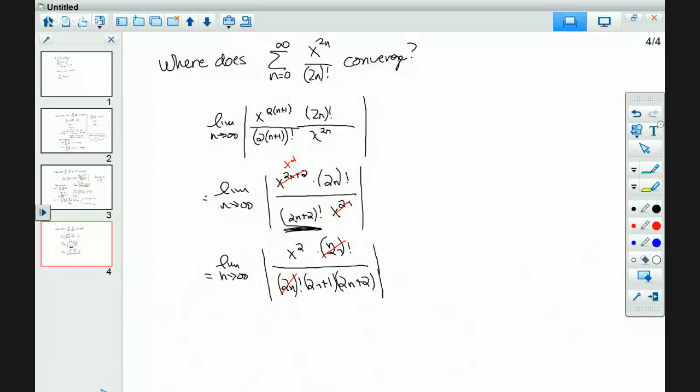And what is that limit? If I put infinity on the bottom, it's going to be 0, right? What does that tell us? It converges because it's less than 1, right? Okay, so it converges. What's the radius of convergence? Any ideas?